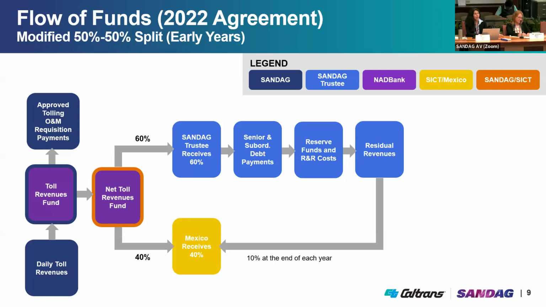NADBank moves the funds from the toll revenues fund to the net toll revenues fund and effects the split. In the early years of the agreement, that split will be done 60-40, and that is a unique part of this agreement. In the early years, Mexico has agreed to allow SANDAG to have 60% of the toll revenue every month to enable us to get the investment grade ratings that we need in order to issue the bonds. These would be non-recourse toll revenue bonds.